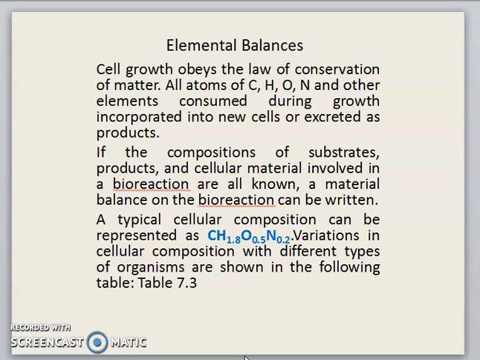Like a chemical reaction, the cell growth also obeys the law of conservation of matter. A typical cellular composition can be represented as CH1.8O0.5N0.2. So this is the general typical cellular composition for microorganisms. Variations in cellular compositions with different types of organisms are shown in table 7.3.